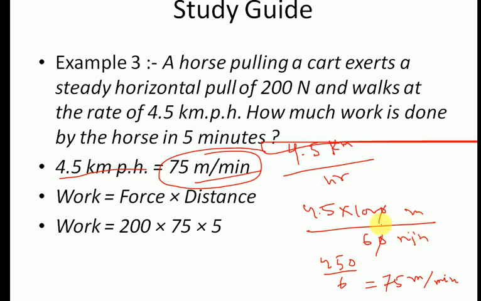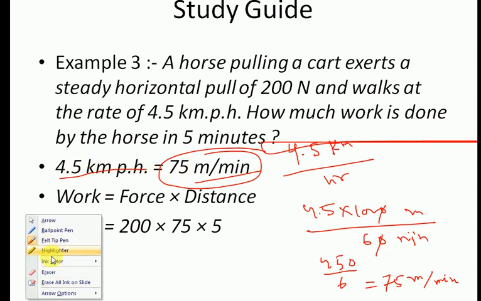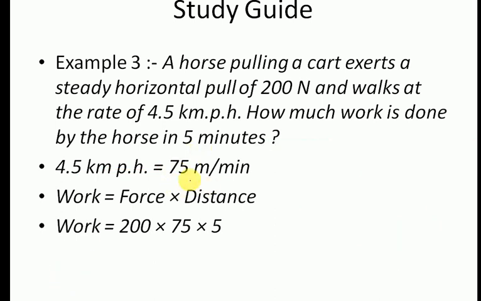What I have done is convert the kilometer per hour to meter per minute, because in the question I have been asked how much work is done by the horse in 5 minutes. I am interested in minutes, so I converted 4.5 kilometer per hour to meter per minute. Already I have calculated that 4.5 kilometer per hour equals 75 meter per minute. Now this is the distance per minute.